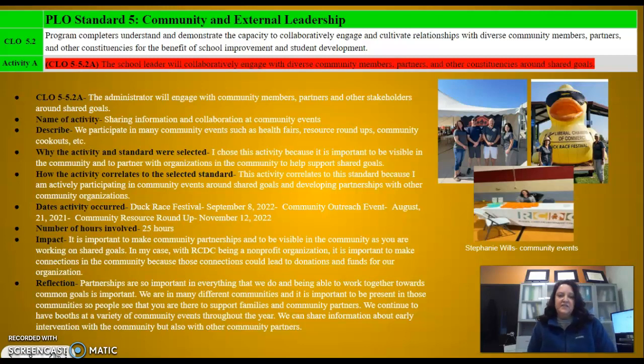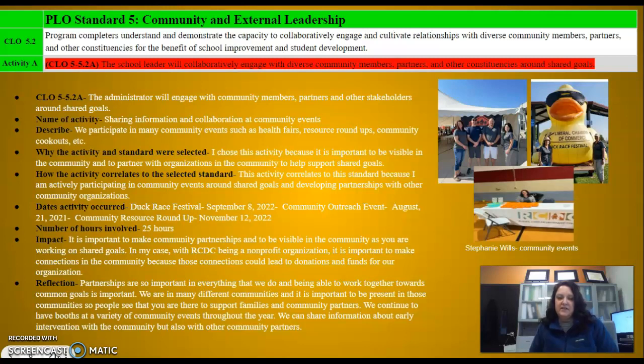So I chose this activity because it's important to be visible in the community and to partner with organizations in the community to help support shared goals. This activity correlates to the standard because I'm actively participating in community events around shared goals and developing partnerships with other community organizations. The pictures of the activities occurred at many different times.